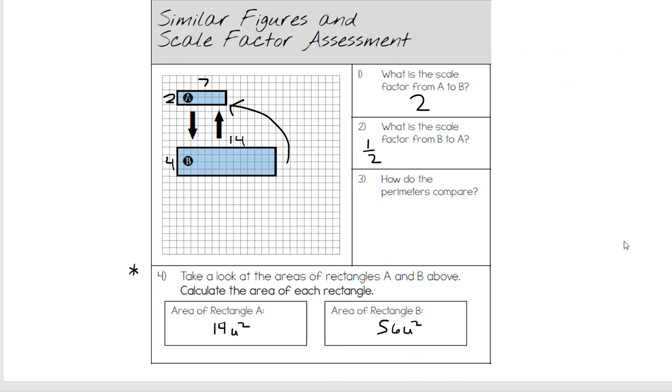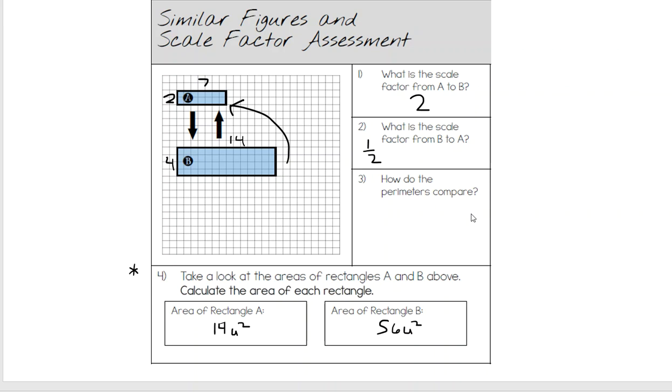When you are finding scale factor, remember the figures need to be similar. That means they have to be the same shape, just different sizes, okay? And the scale factor from A to B, we know that B is twice as big as A. And the scale factor from B to A, we know that A is 1/2 as big as B.